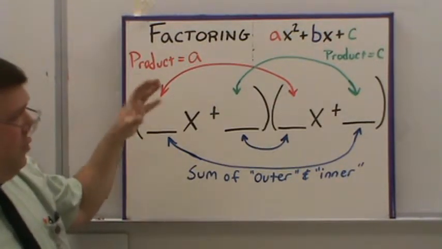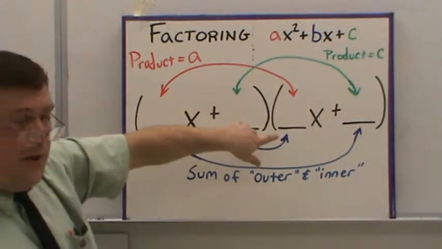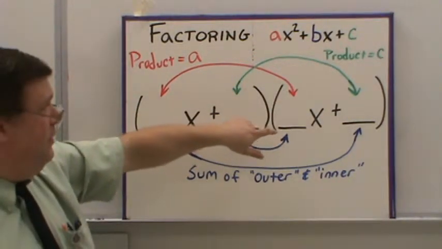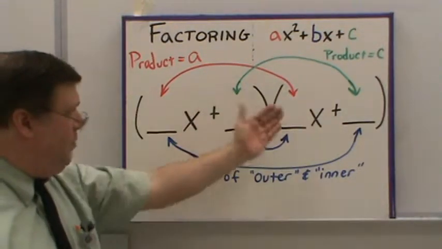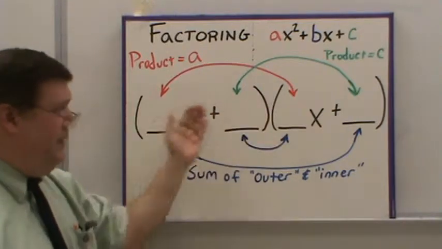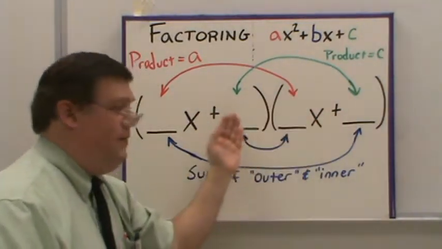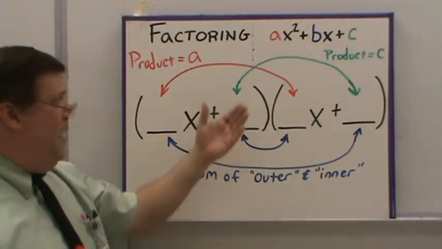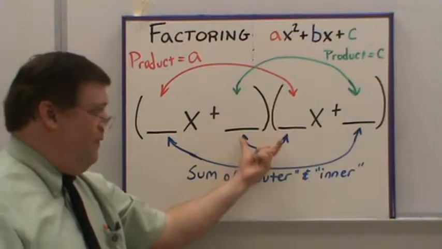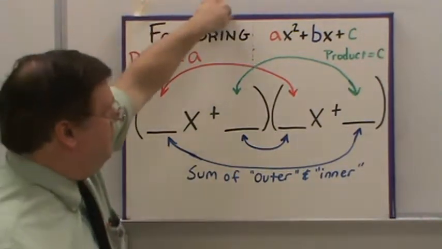So when you're looking to go from the quadratic to the two binomial factors, the a value is going to be the product of these two leading coefficients. The c value is going to be the product of the two end constants. And the b is going to be a sum of the inner and outer products.